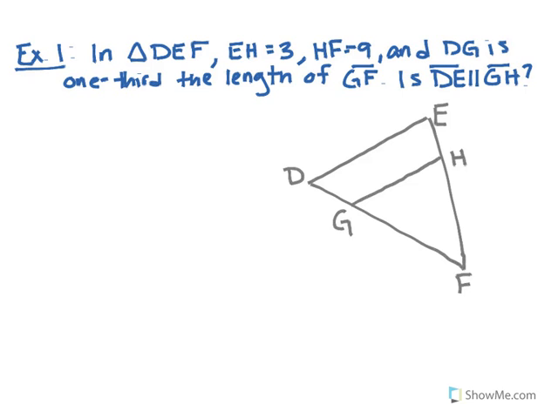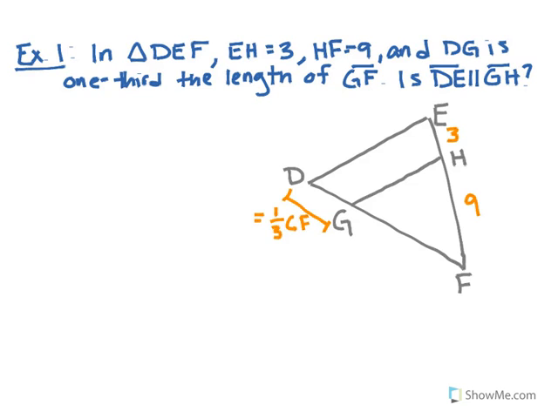Okay, so here's our first example. It says in triangle DEF, EH is equal to 3, HF is equal to 9, and DG is 1/3 the length of GF. Is DE parallel to GH? So let's first of all go ahead and label everything in our picture. EH is 3, that's this little side here. HF is 9. And DG, so this part right here, is equal to 1/3 the length of GF.